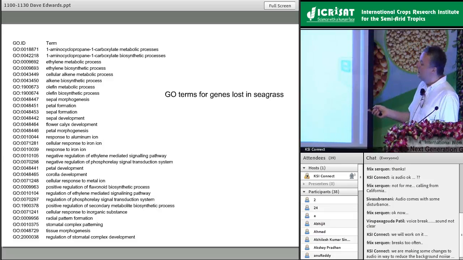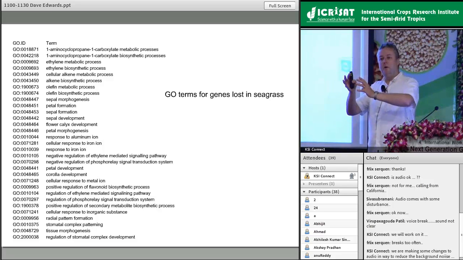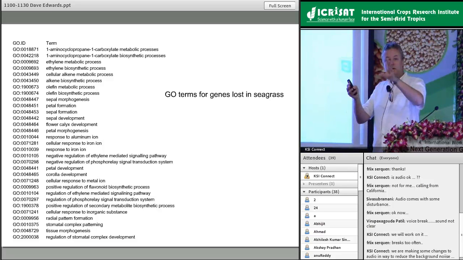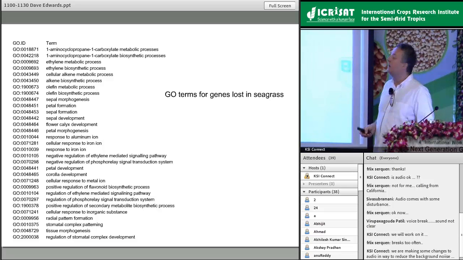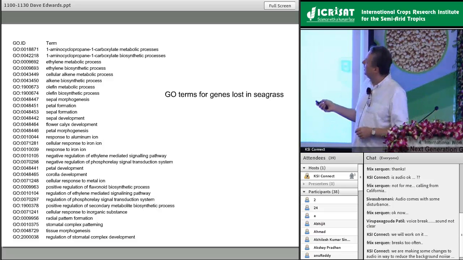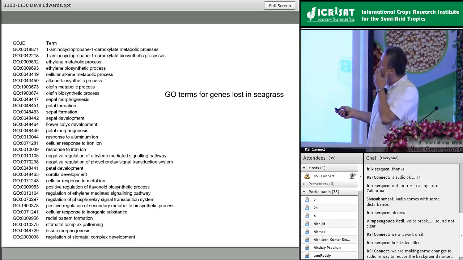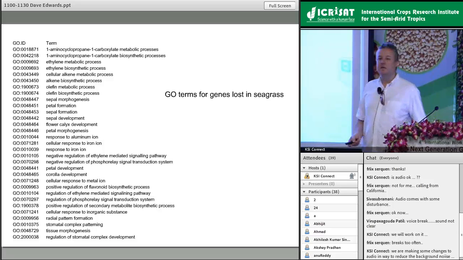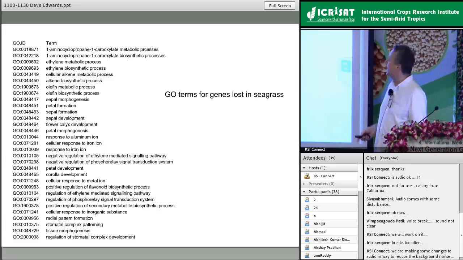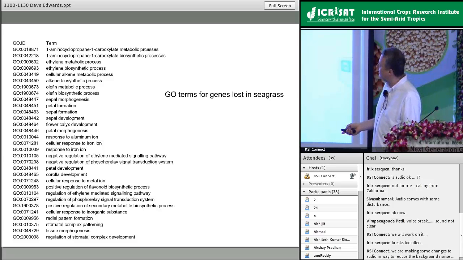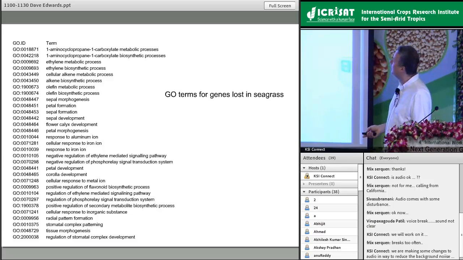So we know that the seagrass doesn't produce proper flowers. It does produce pollen, but it actually has little leaves covering it instead of petals. Genes involved in petal formation are obviously absent. It hasn't got any stomata. Stomata are not particularly useful if you're living underwater because if you have any stomata, you tend to drown. So they don't have stomata, so genes for stomata are lost.